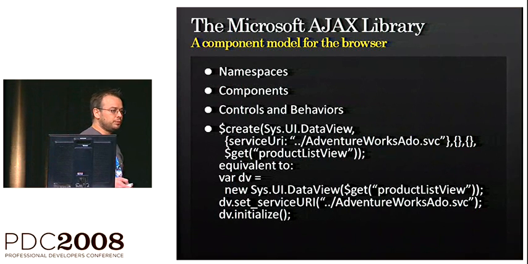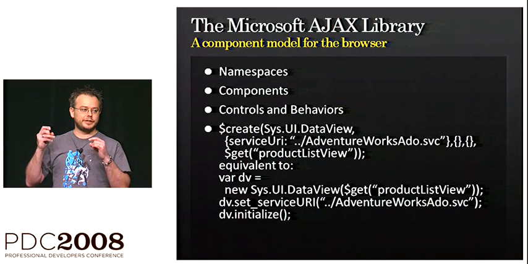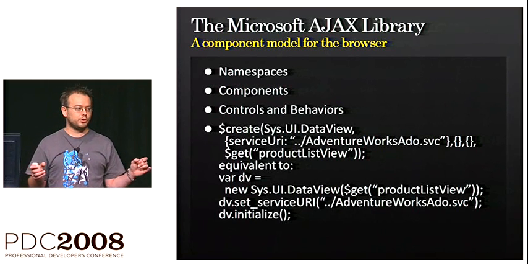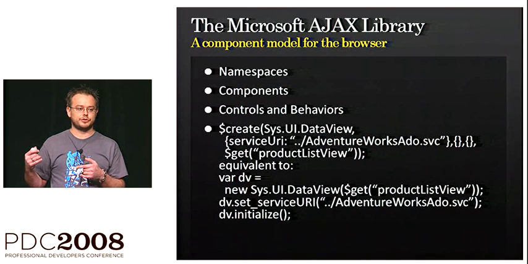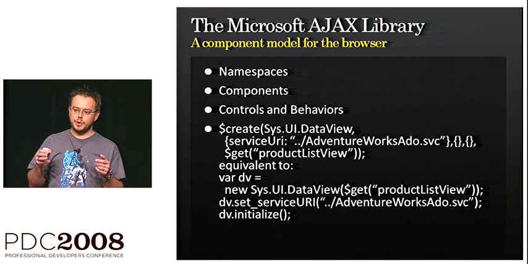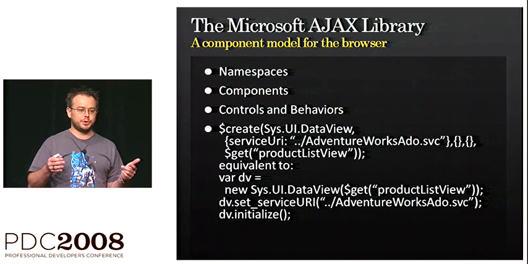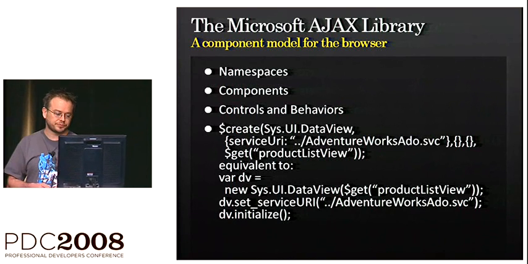So you have the notion of components, you have the notion of controls, which are components that attach to an HTML element, and you have the notion of behavior. Controls and behaviors are different in that you can have only one control per HTML element, but you can have several behaviors per HTML element. An example of that is, let's say you have a text box, and you want a watermark on this text box, and you want autocomplete on this text box. You can have both, because they are both behaviors. And it makes sense to have both.